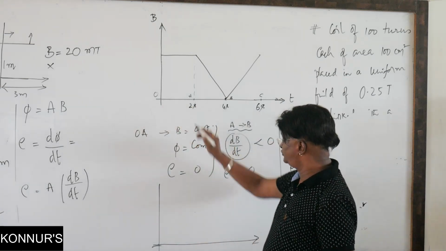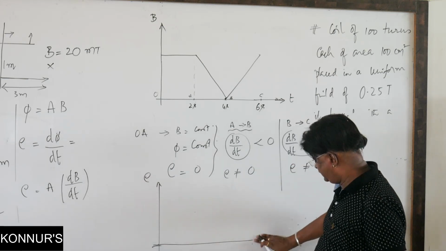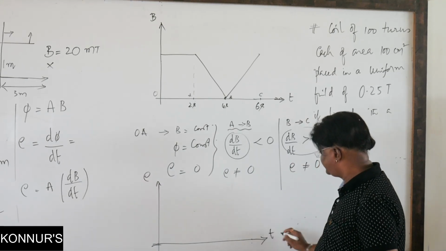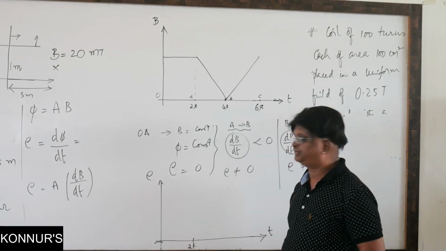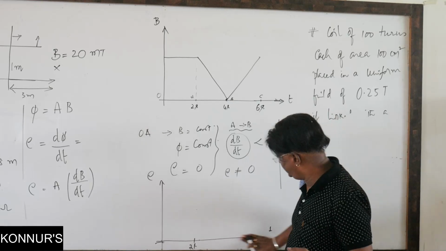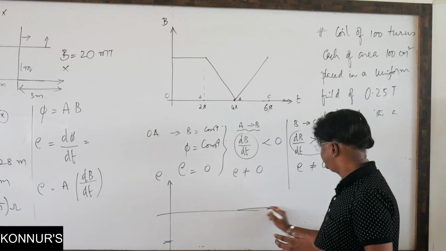Therefore, from 0 to 2 seconds, again you write now in this, y-axis EMF, x-axis time. Half second, so this is 2 seconds. From 0 to 2 seconds, no EMF. Let me take here. Yeah. This is the time axis.